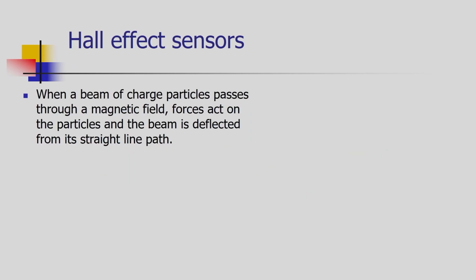The next type of sensor is the Hall effect sensor. The principle of operation is very simple. When a beam of charged particles passes through a magnetic field, forces act on the particles and the beam will get deflected from its straight line path. Due to the change in path of the particles, we get a voltage across the passage of the original path. That small voltage, which is generated due to the deviation in the original path, can be utilized for generating a pulse or a signal.